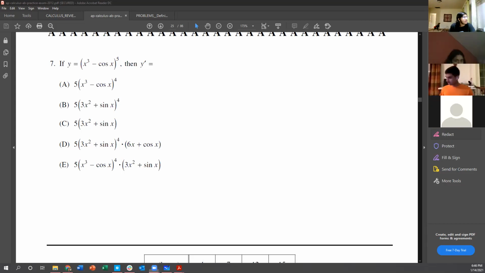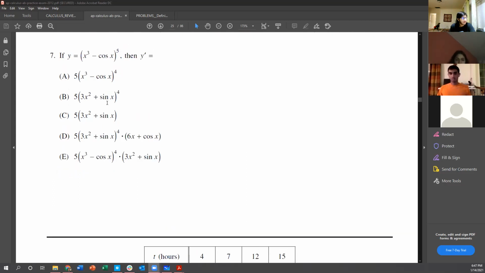Okay. If y equals (x cubed minus cos x) to the 5th power, then y prime is, this is a classic example of chain rule. Let's try and do this in our heads. I think we know what the answer is, right? What would the answer be? E. Good, because you bring that down, decrease the power by 1, keeping the inside function intact, and then you take the derivative of the inside function. Okay, good.